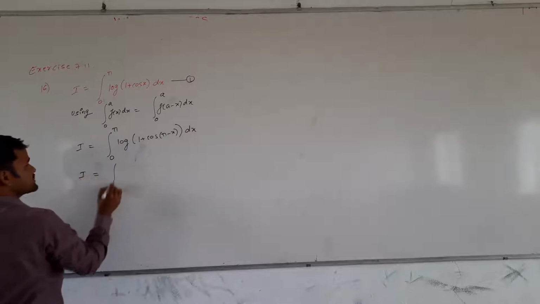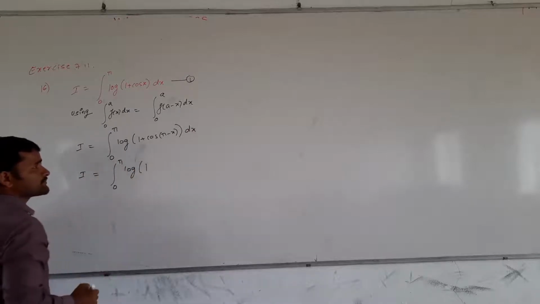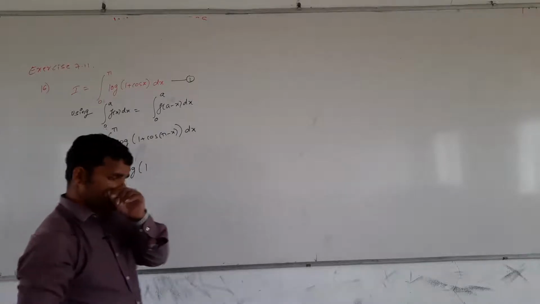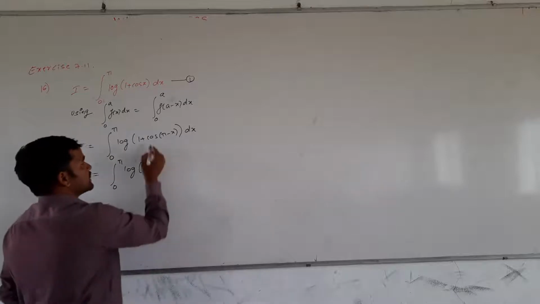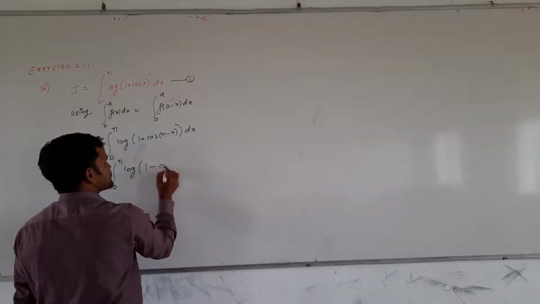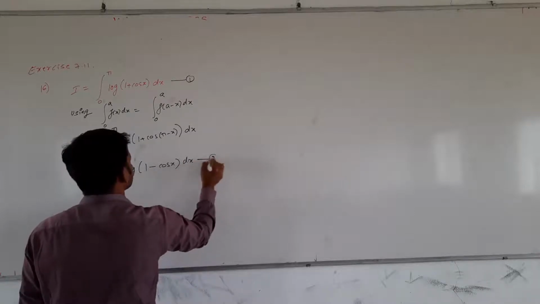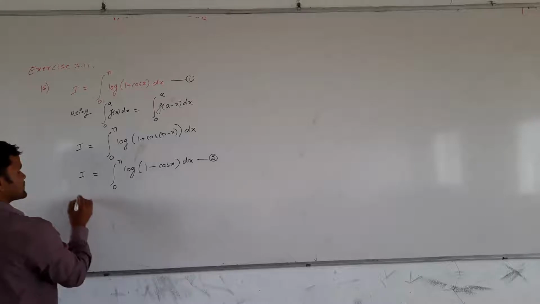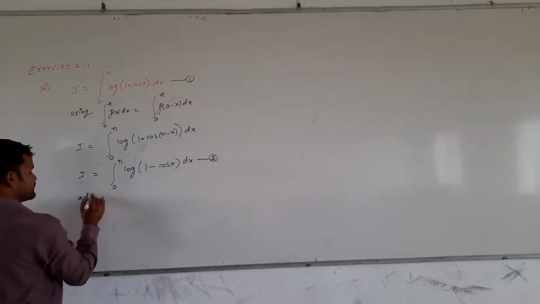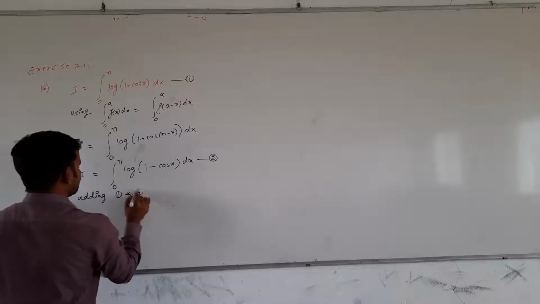This is I is equal to integrating from 0 to pi log of 1 plus cos of pi minus x, 180 minus x. Cos will be negative, so this becomes 1 minus cos x into dx. Let me take this as equation 2. Yes, adding equation 1 and equation 2.